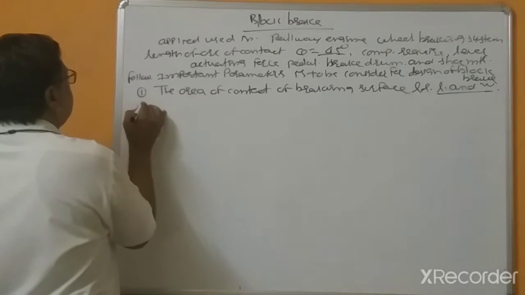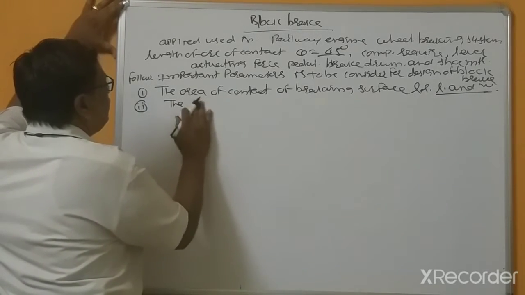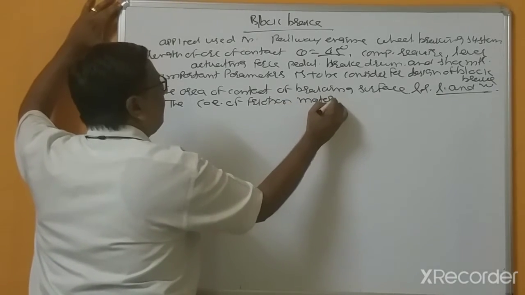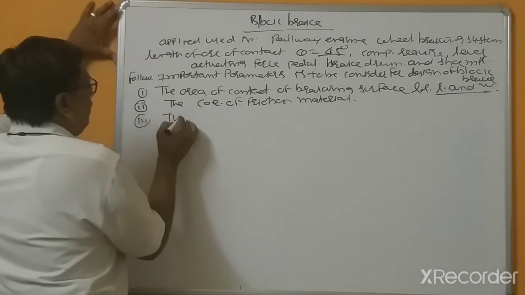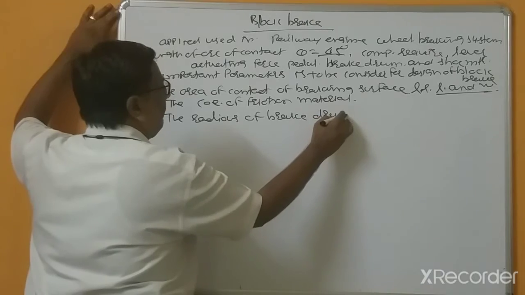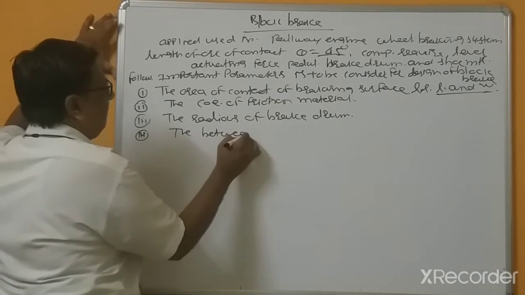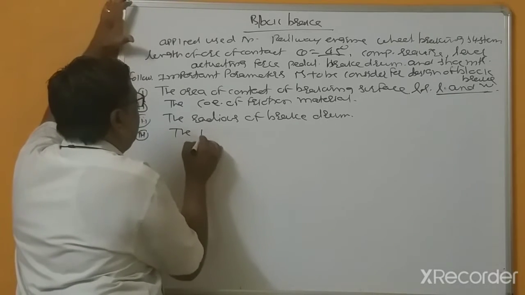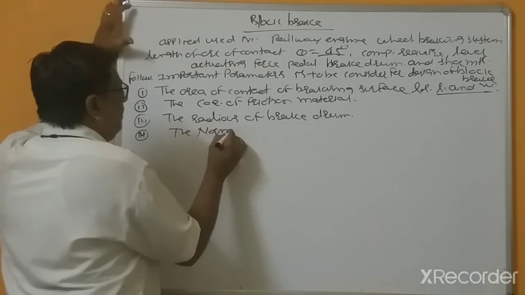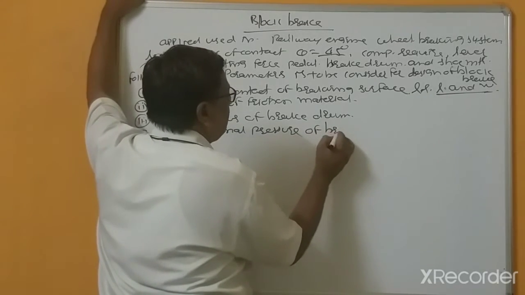Second bit, the friction, the coefficient of friction of the material. Third, the radius of a brake drum. And fourth is the pressure between, the normal pressure. You can say this is the normal pressure of the braking surface.